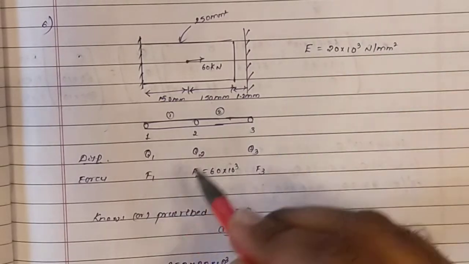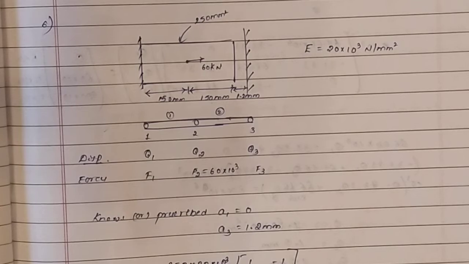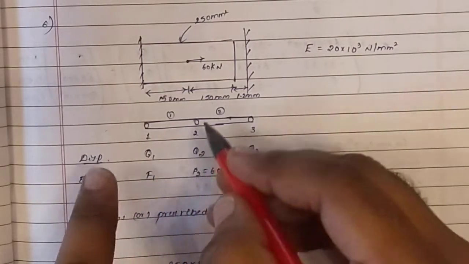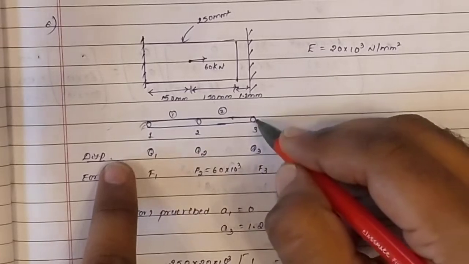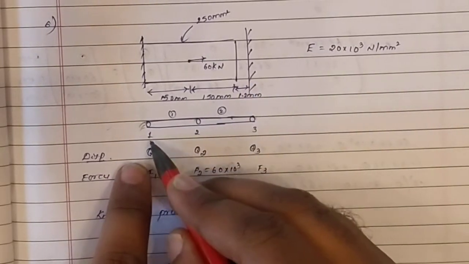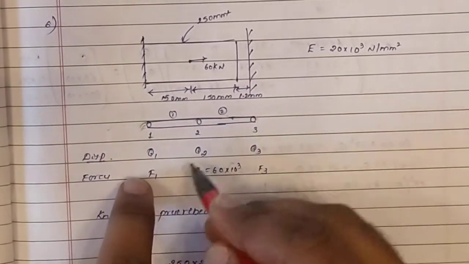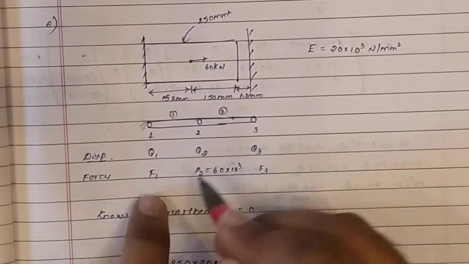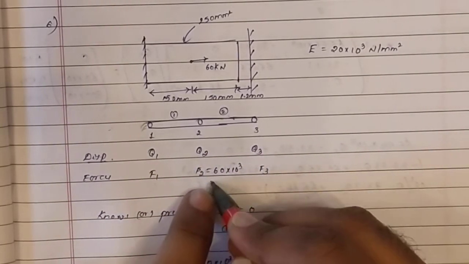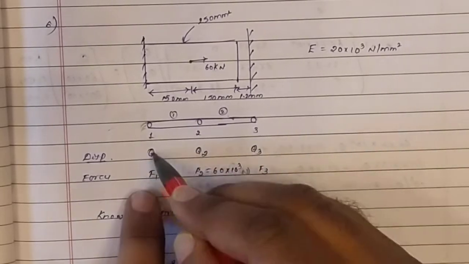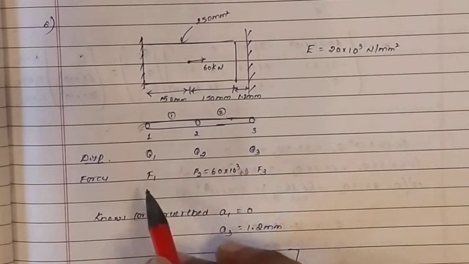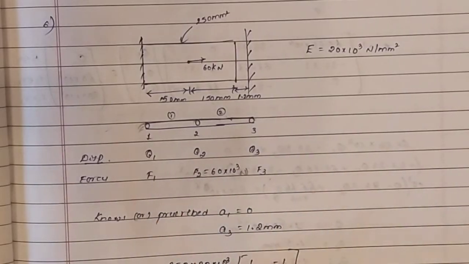Okay, so this is a very different kind of problem, and a very important problem. It is asked many times in your university exam. So node 1 is fixed, and node 3 is fixed here. So you can write 1, 2, 3 and the elements 1 and 2. Displacements Q1, Q2, Q3, forces F1, F2 and F3. Only the F2 force of 16 kilonewton, that is 16 into 10 power 3 Newton, is given. Don't write any displacement values or reaction forces at this point.